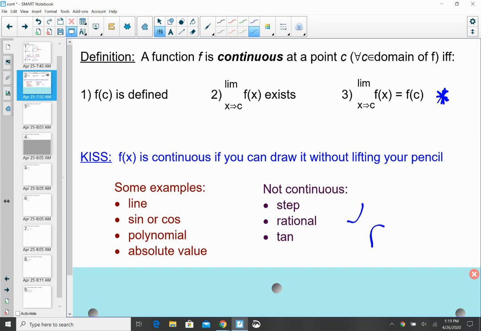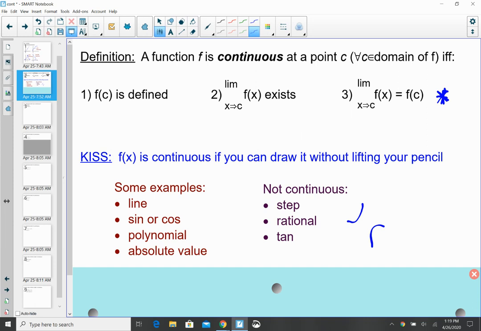Up here in blue, I have what I call the KISS definition. KISS: keep it simple, stupid. f of x is continuous if you can draw it without lifting your pencil. That is not formal in any kind of way, shape, or form. However, people do find it helpful to think of it this way. If I can draw the graph without lifting my pencil, the graph itself is continuous. The function is continuous. However, I want to make sure we're perfectly clear on this. When I ask you to regurgitate the definition, I'm asking for the three criteria. That's the definition. The KISS is just something easy for you to remember.